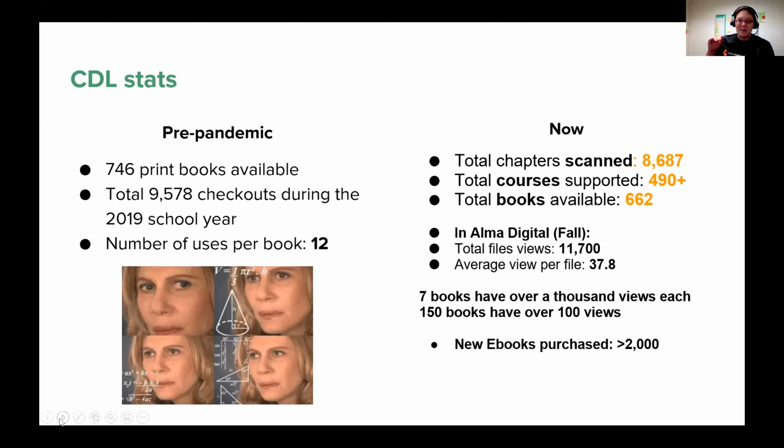I do have the confused meme of numbers there because it's a little bit hard to compare these numbers directly. I like to say it's like comparing apples and apple juice. It's kind of the same thing, but it's processed differently. But in this sense, we're able to see that there's a greater number of usage.